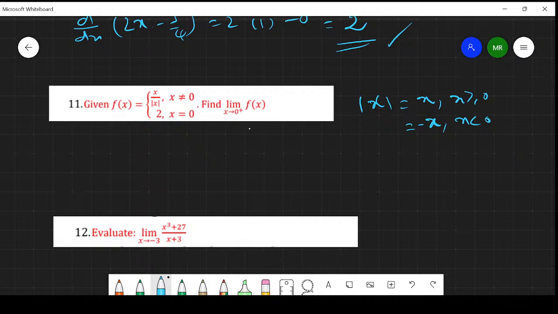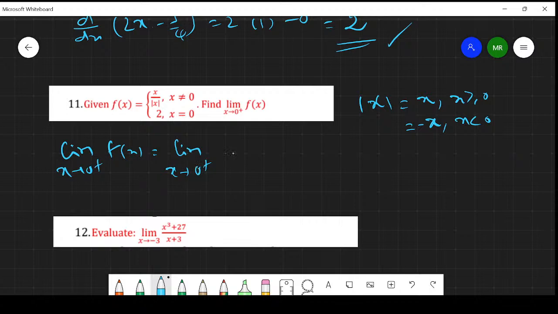So here they are asking 0 plus, which means right limit, x more than 0. If x is greater than 0, mod x will be x. They are asking limit of that. I can write limit x tends to 0 plus f of x, 0 plus means right limit.